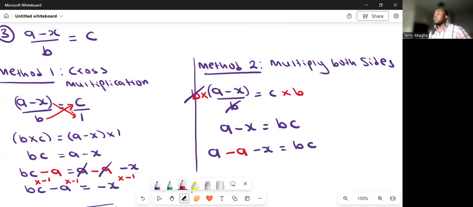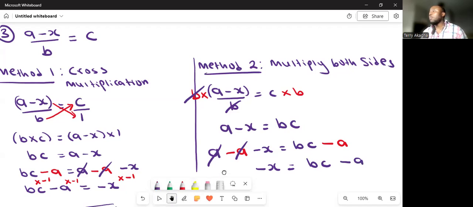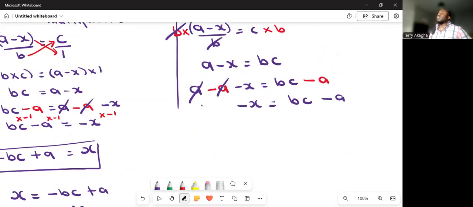Then we have what? Minus what? A. So this A is going to cancel this. So we're going to have minus X is going to be BC minus A. So you can see we have minus X. So to remove the minus, we multiply through by minus 1. So we multiply this by minus 1, multiply this by minus 1, multiply this by minus 1.